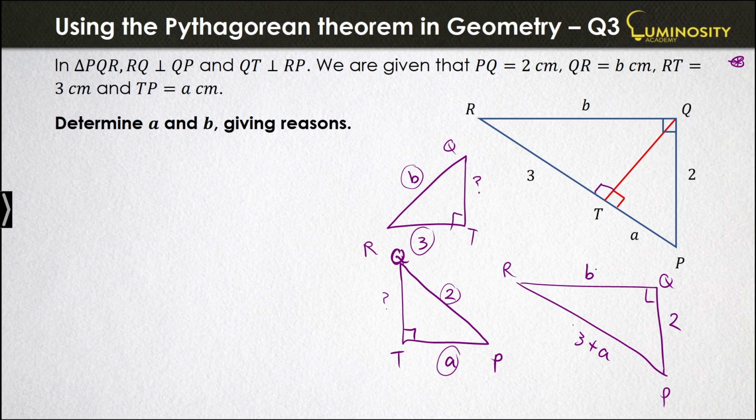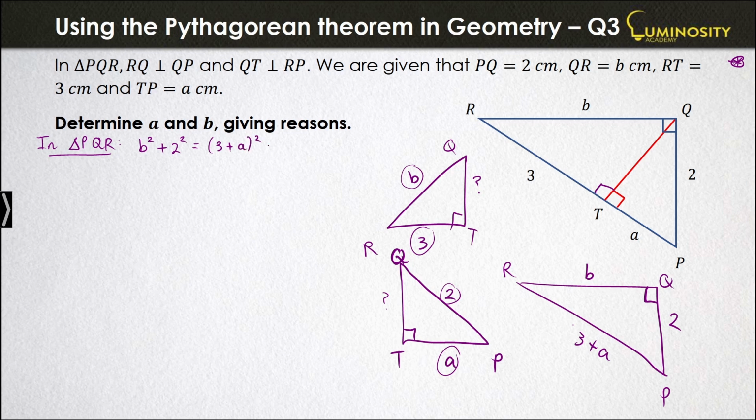Okay, so let's analyze each triangle. So I'm going to say in the bigger triangle, so in triangle PQR, we have the following. So the hypotenuse is RP. So I'm going to have B squared plus 2 squared equals 3 plus A all squared.